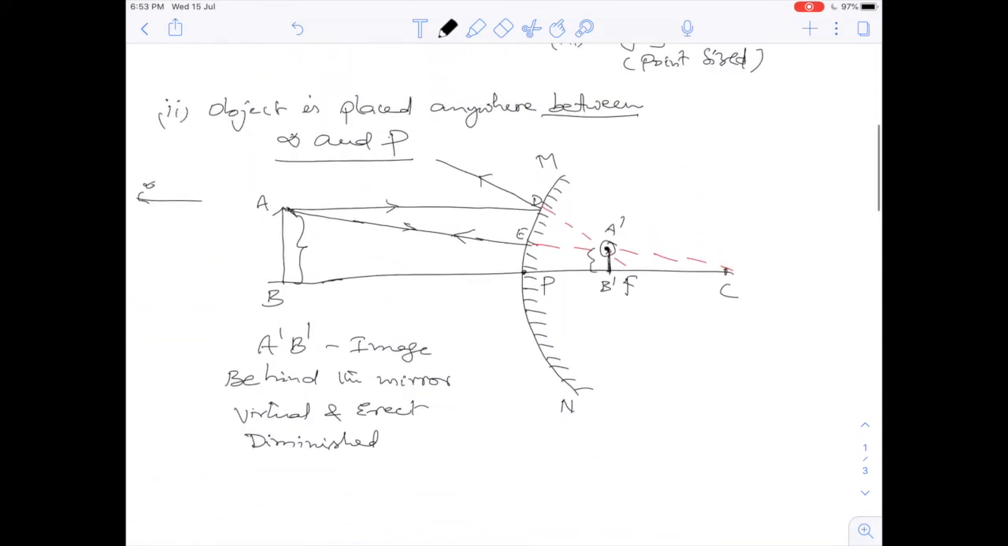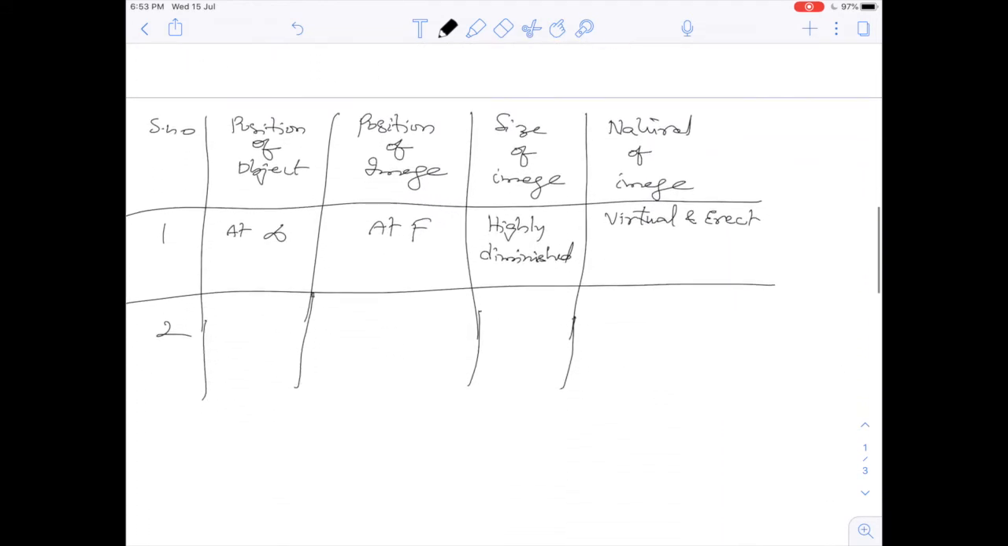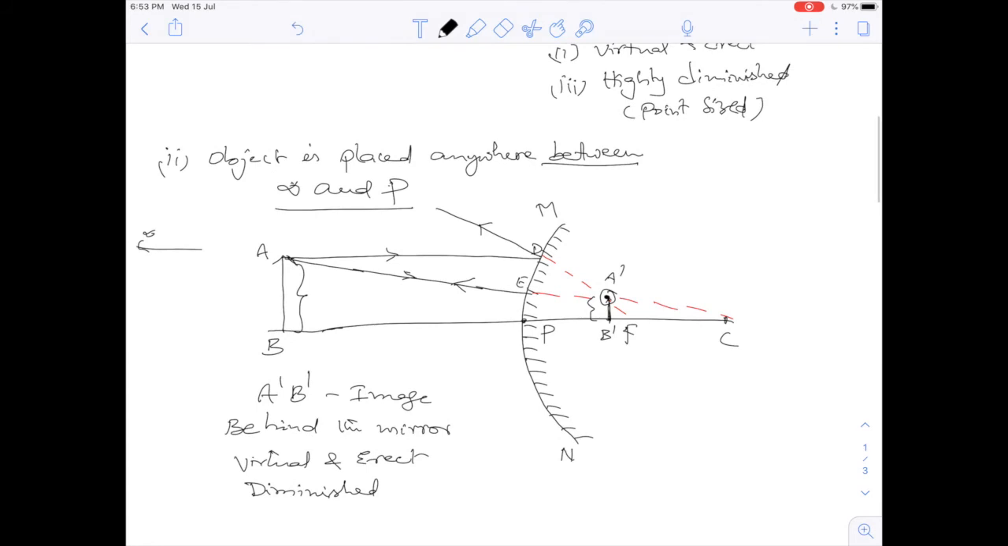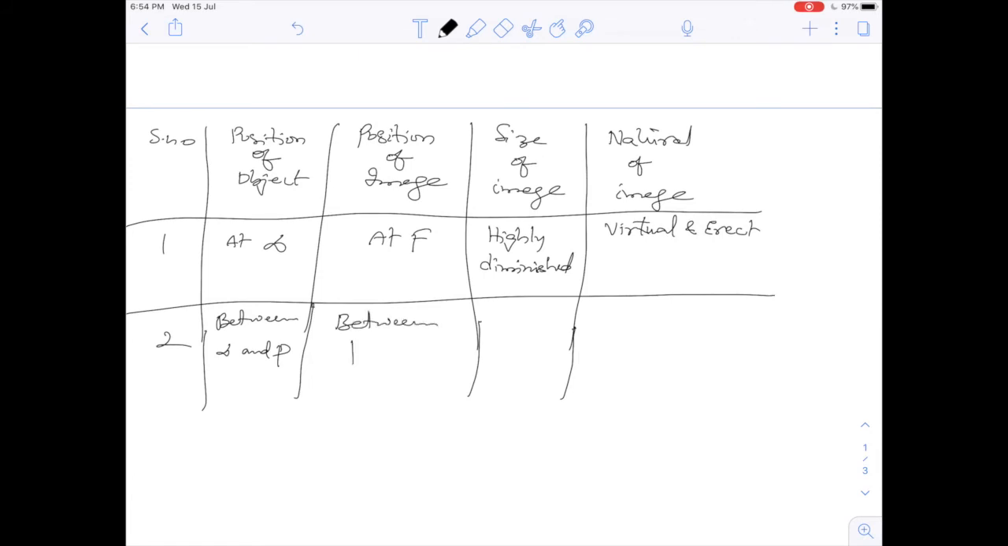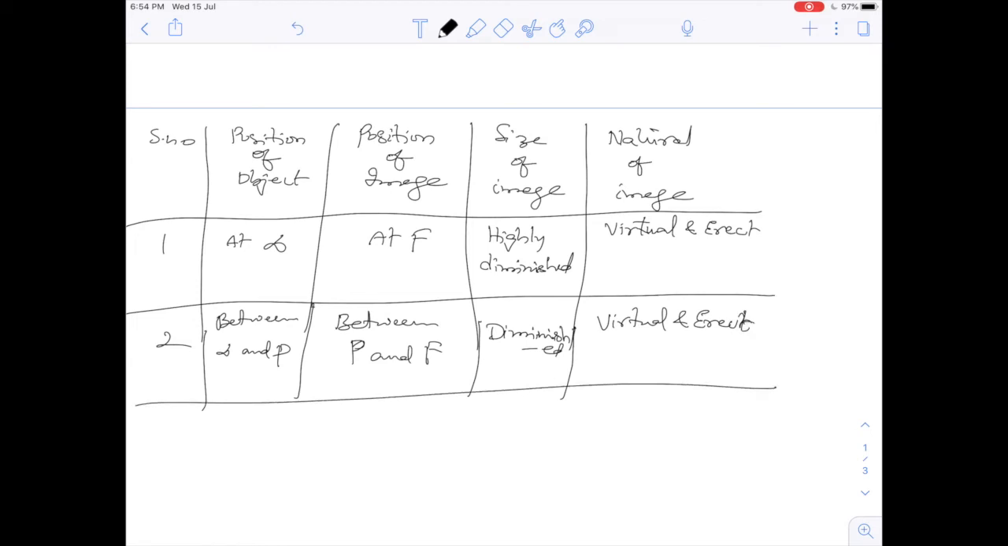So the second case is when the object is anywhere between infinity and pole. Now where do we get the image? The image is behind the mirror, of course, and it is between pole and focus, P and F, and it is diminished, virtual and erect. So in a convex mirror, it is always virtual and erect. This is the summary of the images formed by a convex mirror.